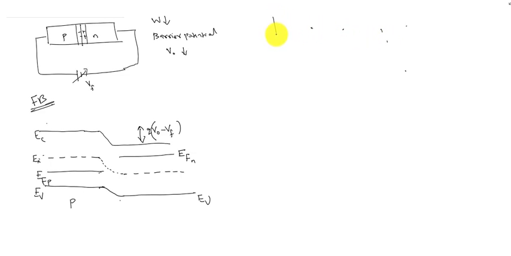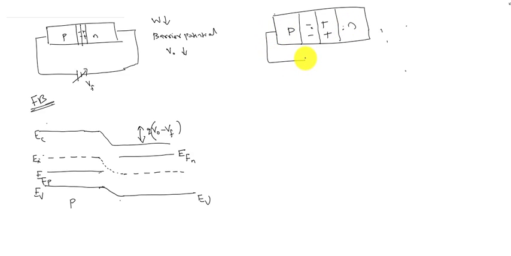So the reverse bias condition, this is a PN junction under reverse bias condition. Under reverse bias condition, the depletion region width will increase. Reverse bias condition means P is connected to negative and N is connected to positive. So this voltage is VR. The applied voltage is the reverse bias voltage.